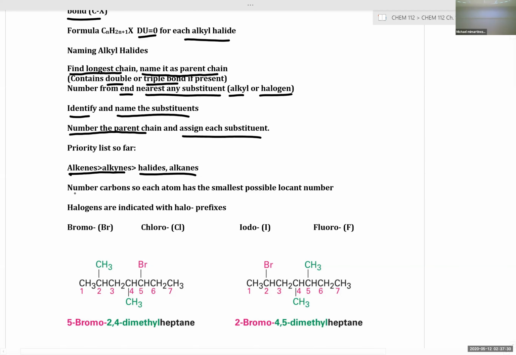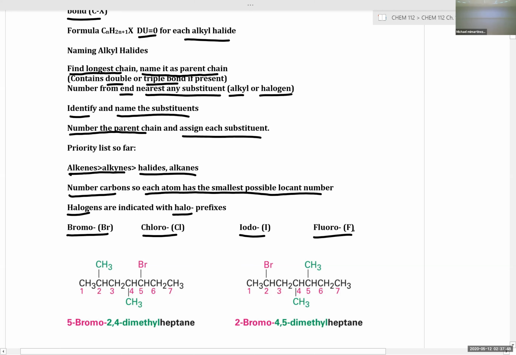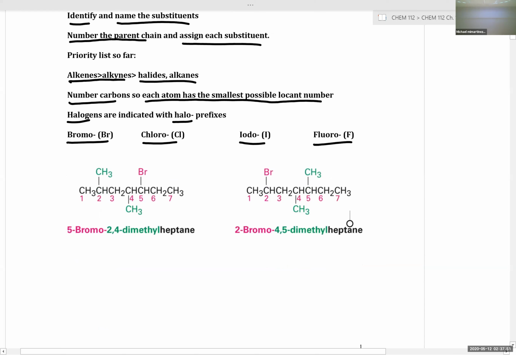With all else being equal, you're going to number carbons so each atom has the smallest possible locant number. Halogens as functional groups are indicated with halo prefixes. So bromo for bromine, chloro for chlorine, iodo for iodine, fluoro for fluorine. Now, halogens don't take priority over alkenes. They're just another functional group on the list. So you want to assign the lowest possible locant numbers to each of your substituents. If there's a tie, then and only then do you resort to alphabetical order.